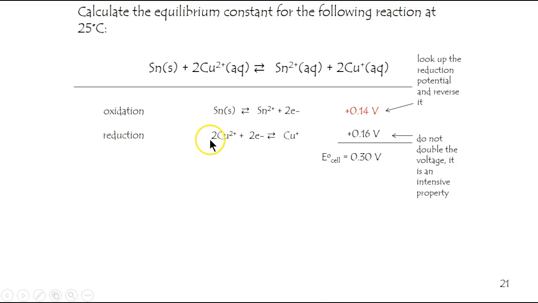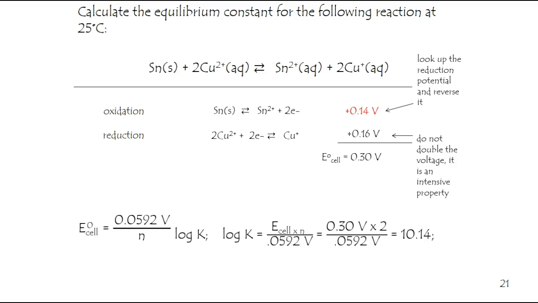Remember, we do not use these coefficients as multiples. Keep them just like they are for electrochemical cells. Now let's find the formula that involves electrochemical cells and K, the simplest form of which is this. That 0.3 volts will be equal to 0.0592 volts divided by the number of electrons involved times the log of that K value, which is what we want, right? The equilibrium constant.